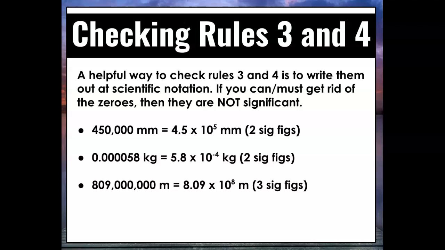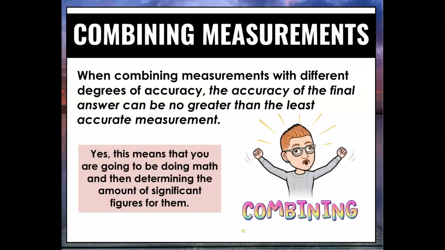So we have to make sure that we're keeping that 0. So when we change it to scientific notation, 8.09 times 10 to the 8th meters shows that we still have the 3 significant figures.